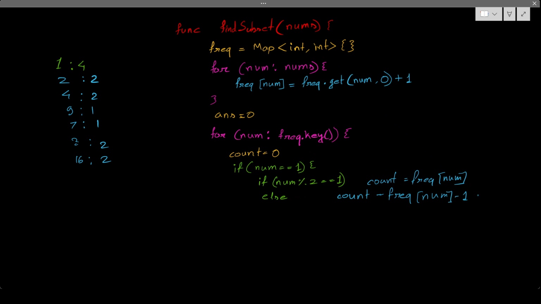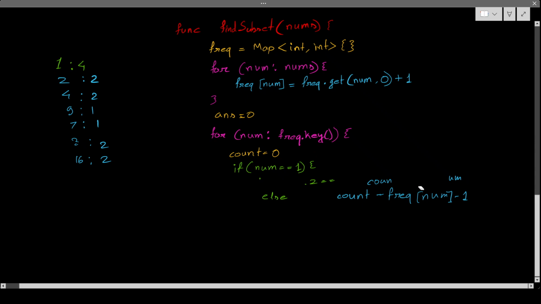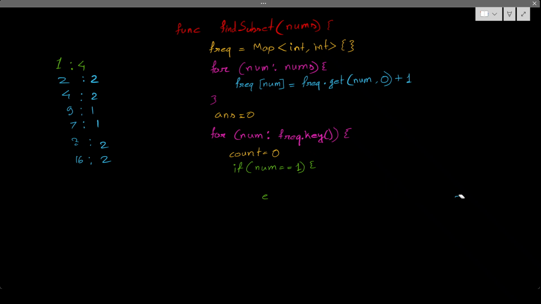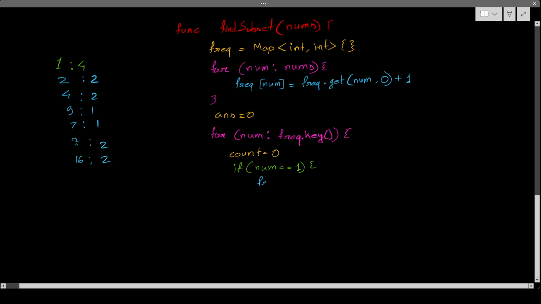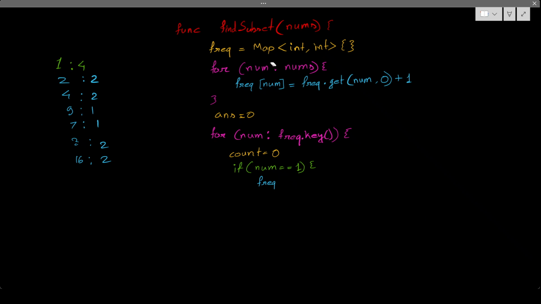I can write this way, but instead I can write another different way as well. I will simply initialize the count as the frequency. So count becomes the frequency of the number. Now this frequency could be an odd number, could be an even number.